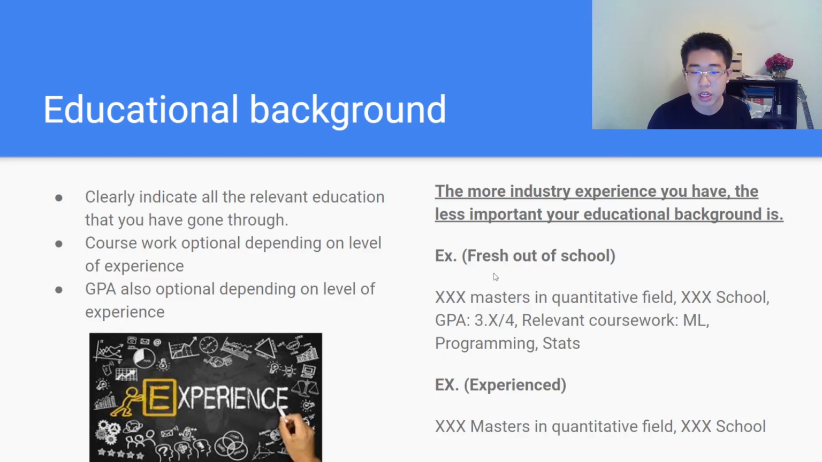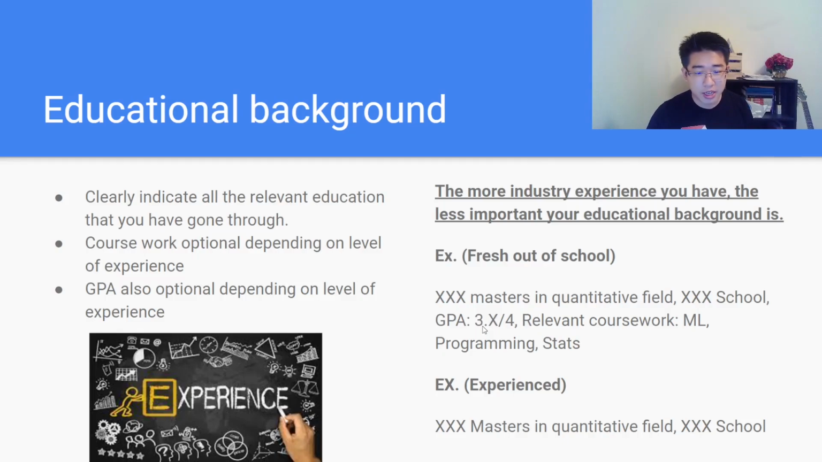And I'm going to have two examples on how you could approach this depending on your experience. If you're fresh out of school, then this is what you want your educational background to look like. Let's say you had a master's degree in a quantitative field: stats, math, physics. Might not be that relevant, but I'm pretty sure that's still a good one. School, what GPA you had, and relevant coursework: machine learning, intro to machine learning, programming, stats, probabilities.